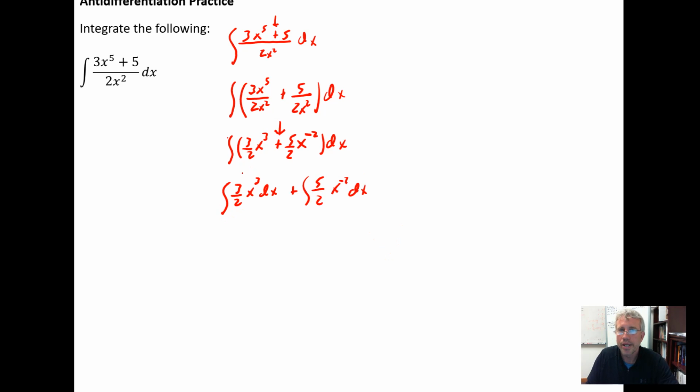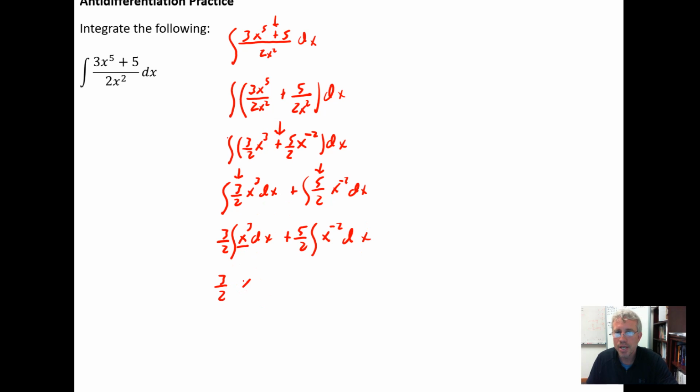And then I recognize I have a constant multiple of a function, so the constant multiple can be factored out of the integration process, plus a constant multiple times a function. The constant multiple can be factored out of the integration process. And now we're ready to integrate. We're going to integrate x cubed.